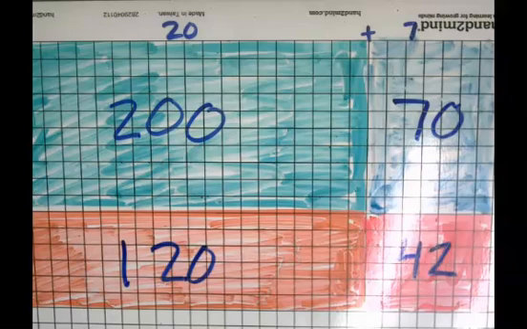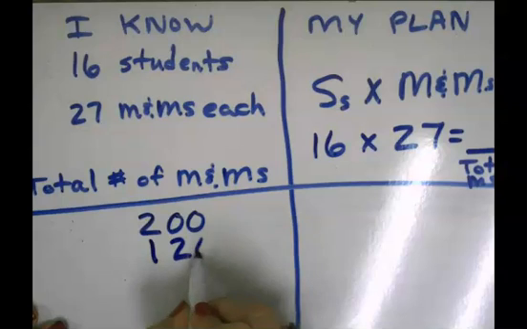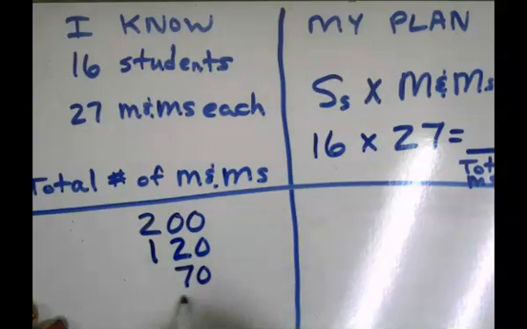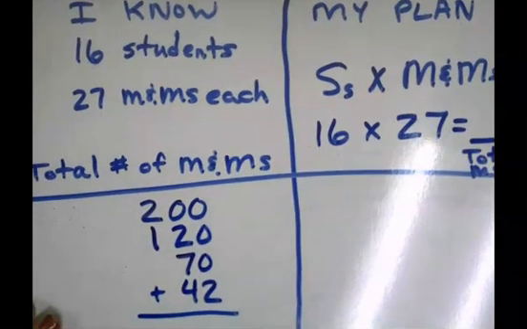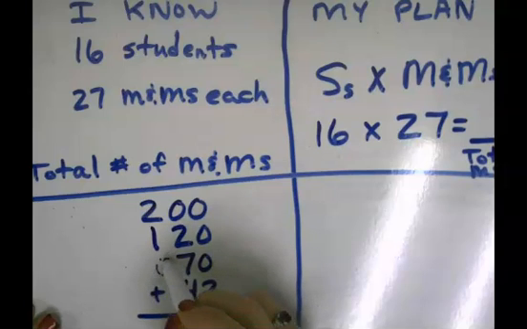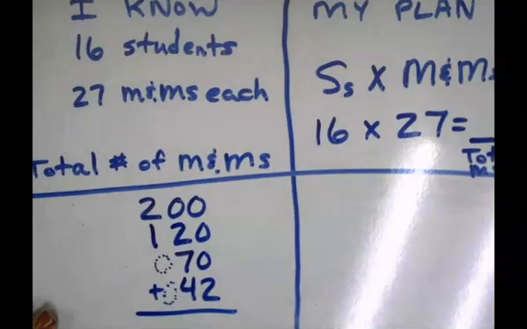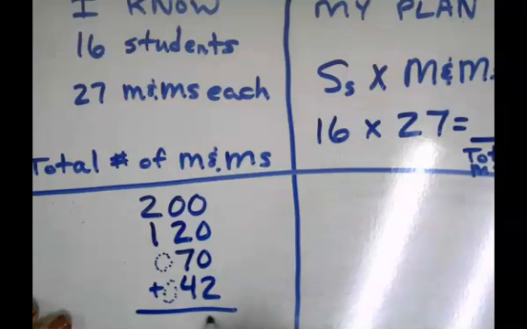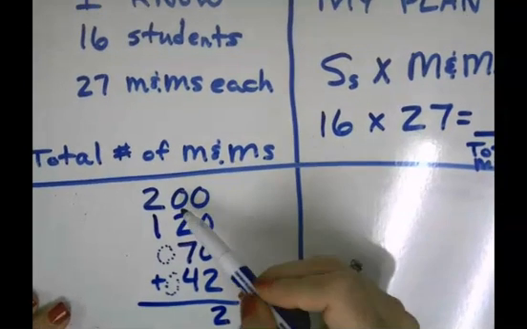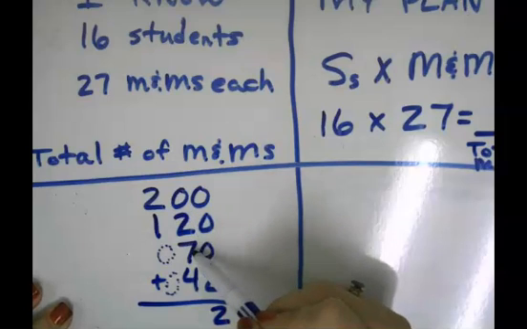All right, so now we need to add the 200, the 120, the 70, and the 42. Once we add all that together, we'll have our product, or our answer. All right, try to keep them straight. I'm going to put some space-saving zeros here so I don't get confused. All right, and starting on the right, 0 plus 0 plus 0 plus 2 is 2. 0 plus 2 is 2. 2 plus 7 is 9.